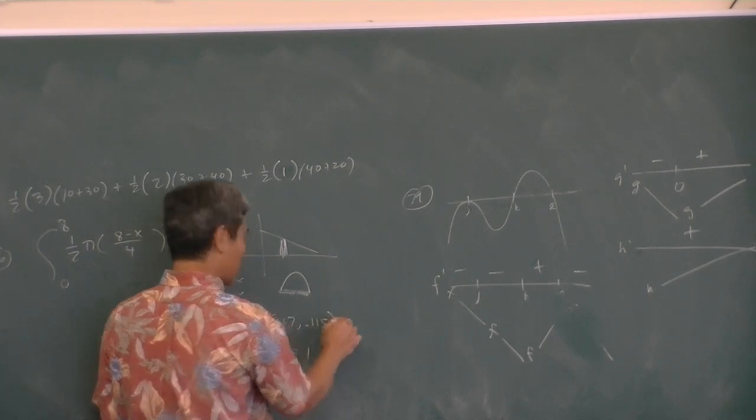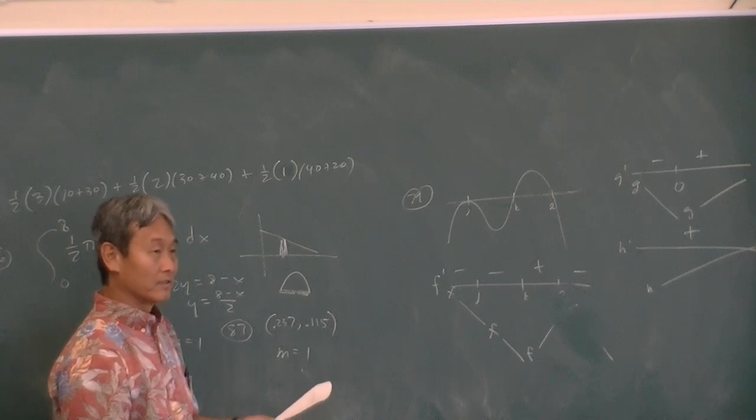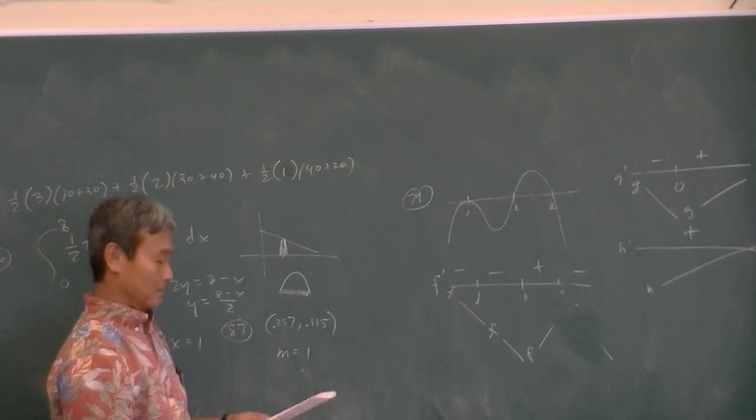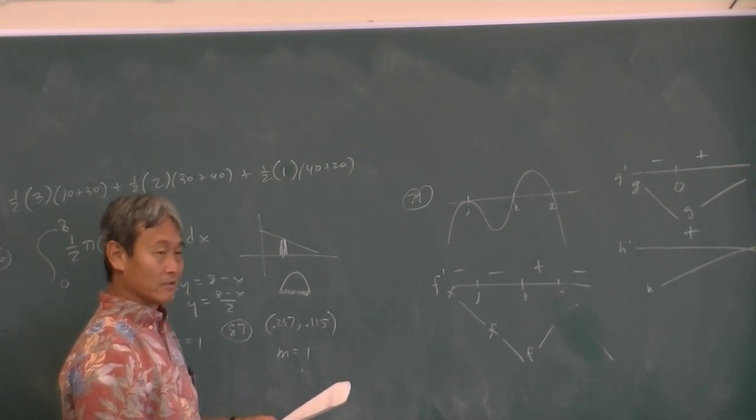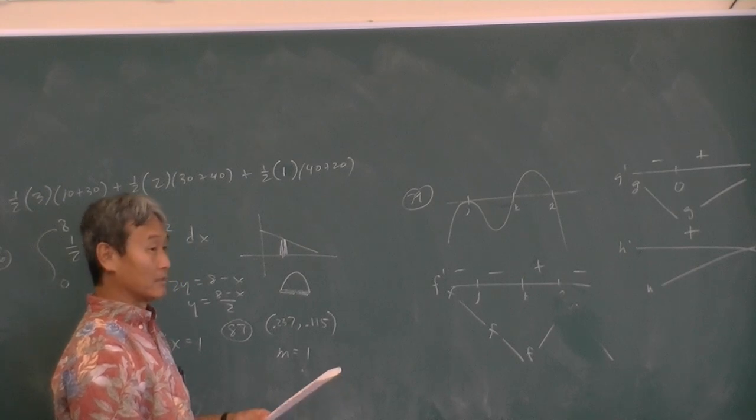0.115. And then you just use point-slope form and pick out the answer, right? Yeah. Okay, good. Okay, so what's the answer? D. Everybody got that? Yeah.